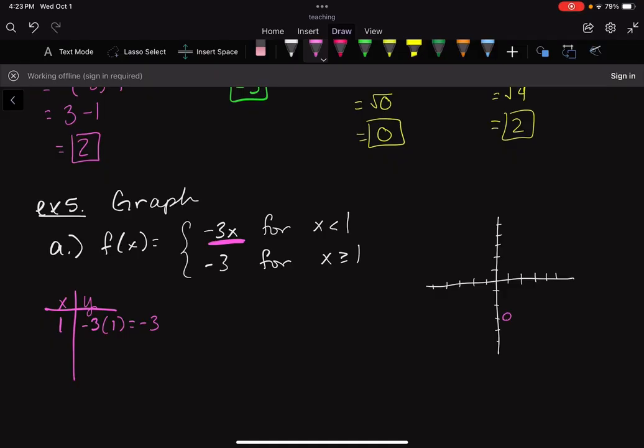So this is a line, so I'll use the slope. And the slope for this line is -3/1. And then you want to think, okay, should I be going to the left of this one or to the right of this one? Because it's less than, I'm going to move to the left of this one. So I'm going to use my slope to make a new point. So I'm going to go up 3/1. So my next point would be right here.